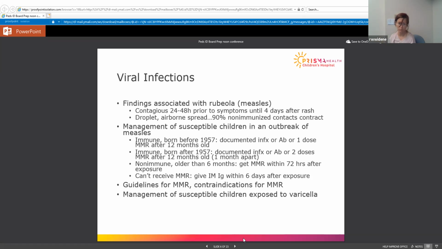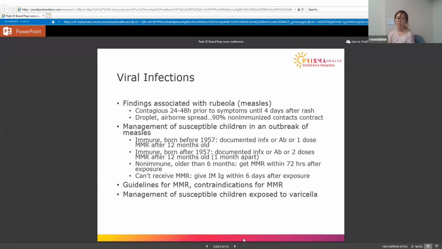If you are immune, you need no further management. If you're born before 1957 and you have a documented infection or a documented titer, or you've had 1 dose of MMR after age 12 months old, and that was in the red book. That doesn't make sense to me, but whatever. And also if you're born after that, you have a documented infection or a documented titer or 2 doses of MMR after 12 months old and 1 month apart, you're immune.